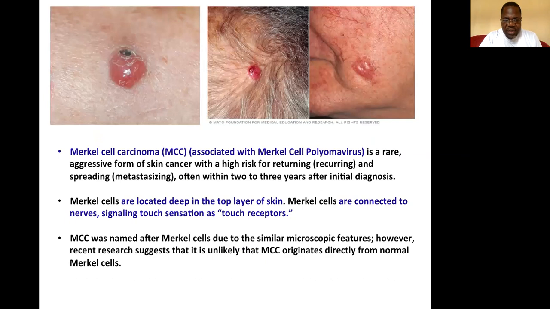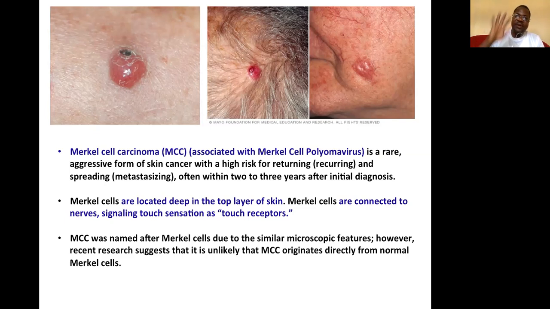Then the last one is another type of cancer called Merkel cell carcinoma, which is associated with Merkel cell polyomavirus. It's a very rare but aggressive condition, able to recur, and it can spread very easily, so it can metastasize very easily. You can see here in this patient it is located deep in the top layer of the skin. It's usually connected with nerves, and it becomes very sensitive.